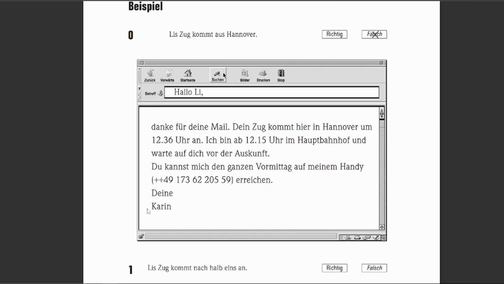Deine Karin. So we could understand, I'll tell you the important parts to note down here. You can read the question. The question is whether Liz train is coming out of Hanover, but the answer is false because it is coming and reaching Hanover. It looks like a lady Liz or the girl Liz is going to meet Karin and she is going to get down in Hanover.